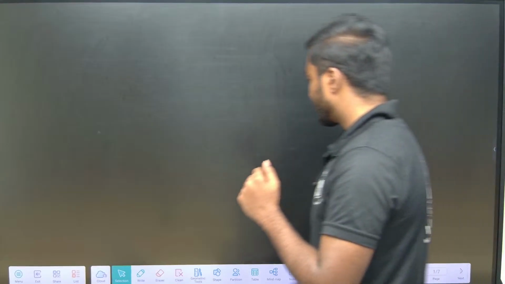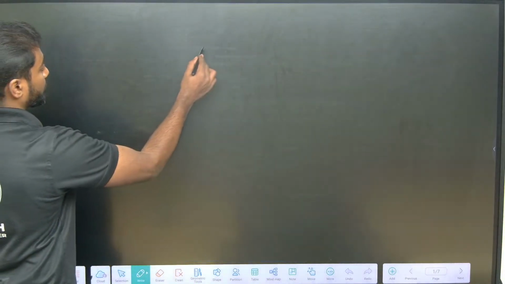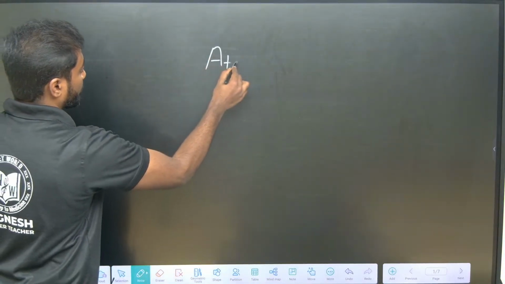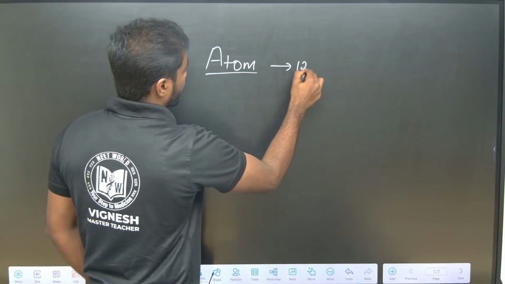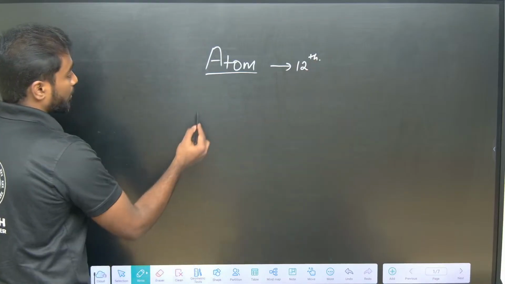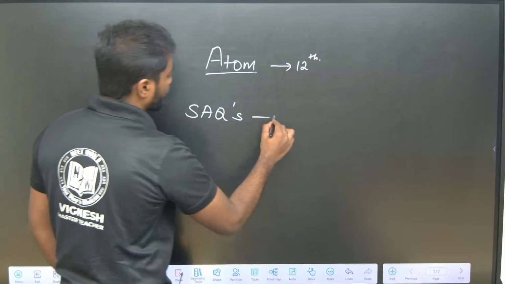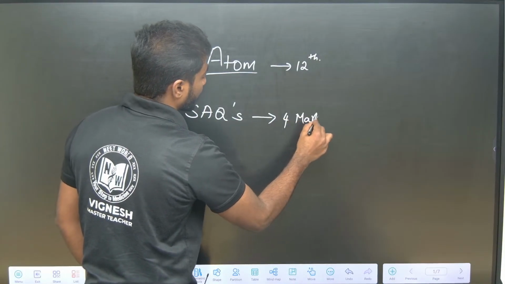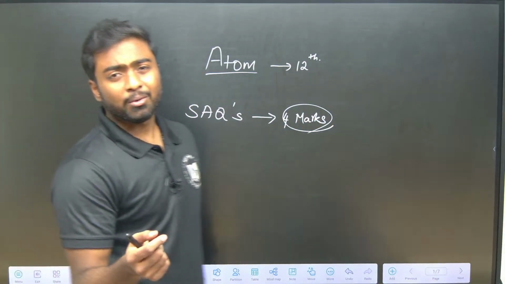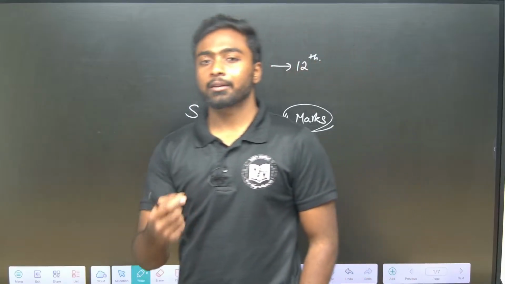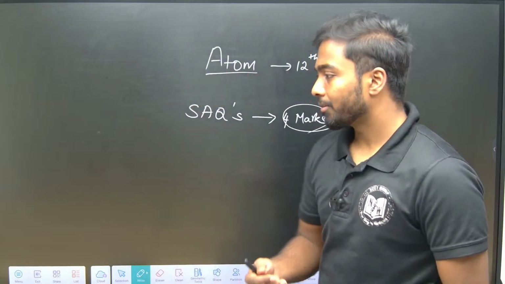Let's go into the topic. Today's topic is atoms, which is from class 12th. You will get short answer questions of 4 marks from this chapter. Most of the things will be a theoretical part, and in some places there will be equations we need to derive. We will see everything here.